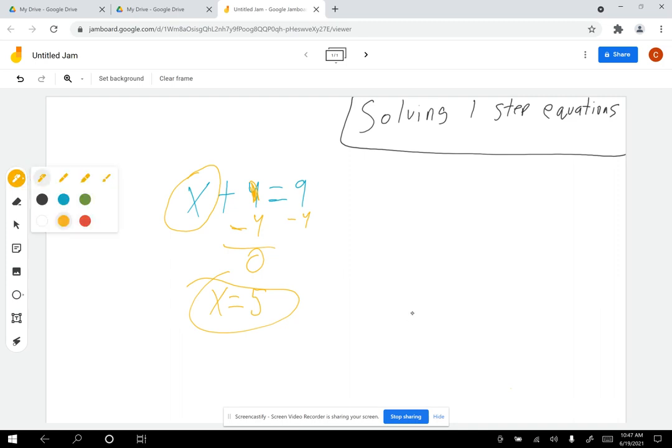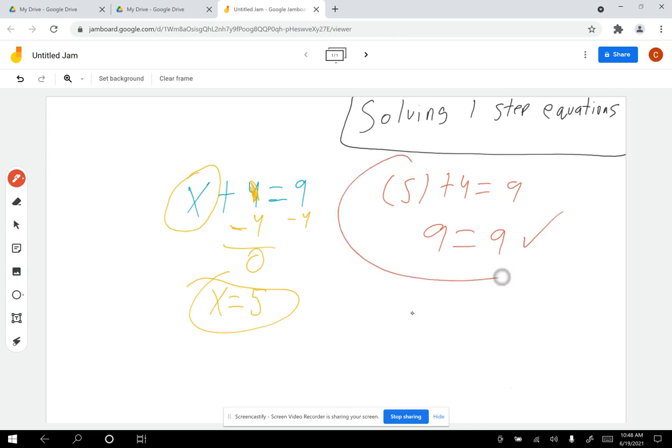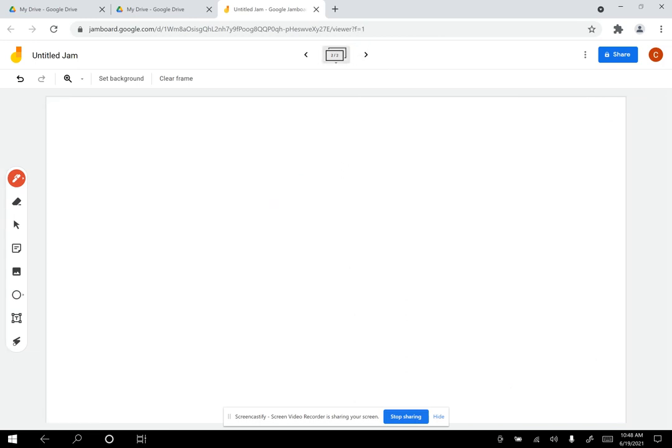I can then plug it back into the original equation to see if my variable is indeed the correct answer. So I plug 5 in for x, I add 4, and let's see, 5 plus 4 is 9. 9 does equal 9, so we are correct. So we did our check. Our answer is indeed 5. This is simply solving one-step equations. Let's look at another example.